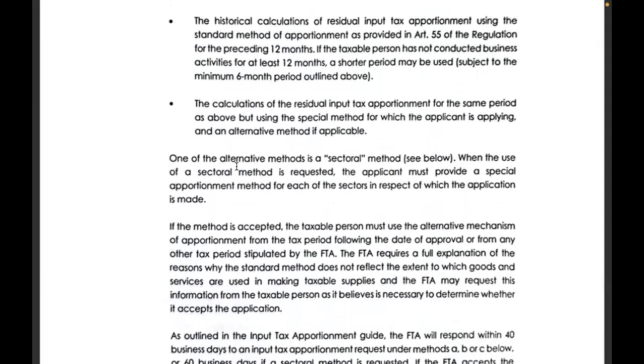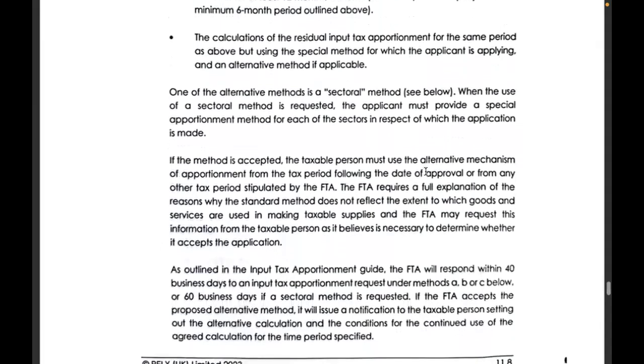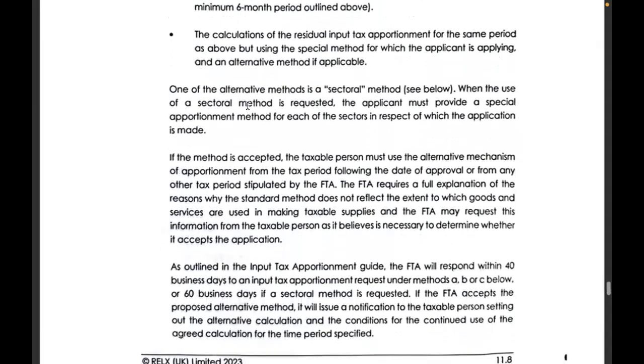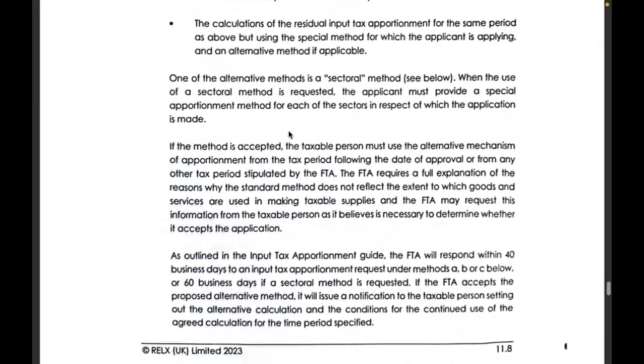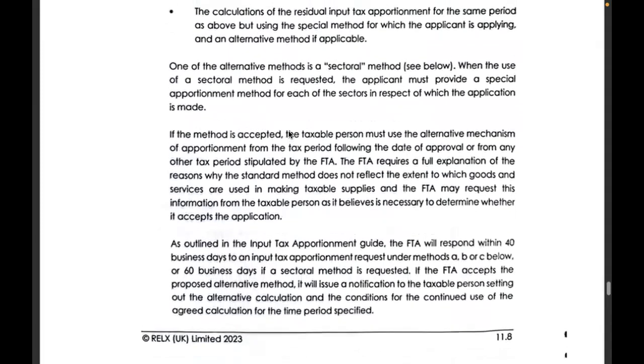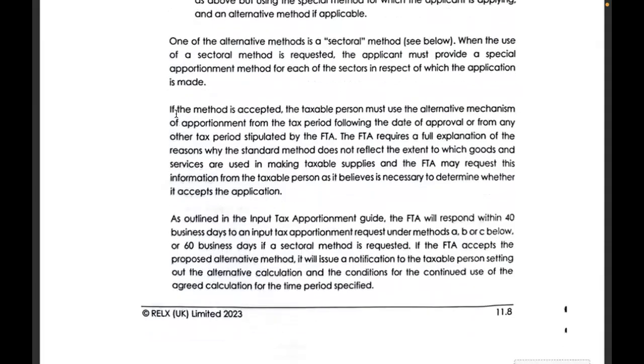So one of the alternative methods is a sectoral method. Let us have a look at it. When the use of a sectoral method is requested, the applicant must provide a special apportionment method for each of the sectors in respect of which the application is made. So, what could be sectors? I think it could be different business segments, you know. The different business segments could be dealing in a different manner. Input tax apportionment may be different in case of each sector.